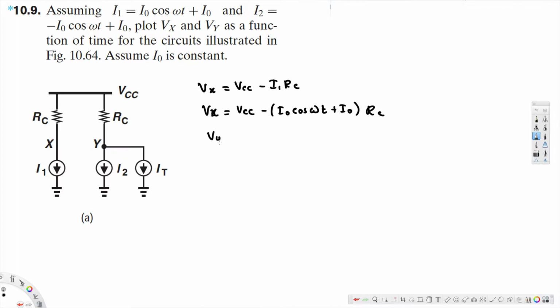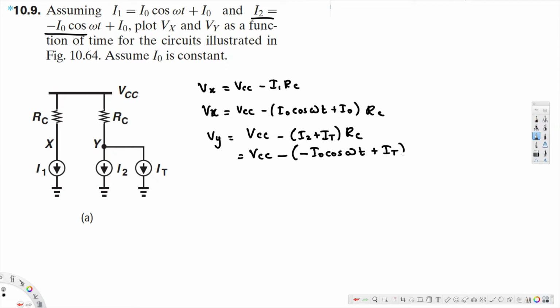Now for Vy, if you look at this one, here we have two currents, I2 and IT. So instead of this I1, we will have I2 plus IT. So this is going to be Vcc minus I2 plus IT times Rc, and I2 is given by this negative I naught cos omega t plus I naught. So let's plug that one right here. So this is going to be Vcc minus I naught cos omega t plus IT times Rc.